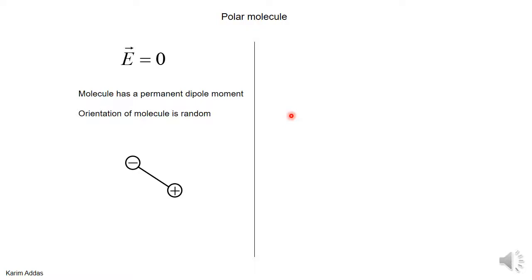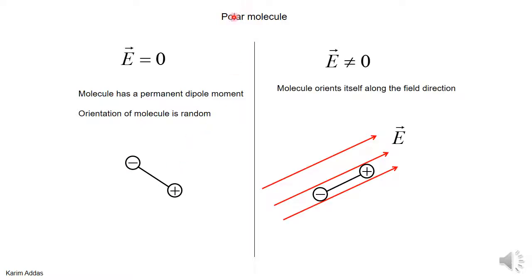So, for instance, let's say you have a polar molecule. A polar molecule means that when the electric field is zero, the molecule is already polar, meaning that there's a separation between a positive and negative charge. You put this polar molecule in an electric field, in a region where the electric field is not zero, what will happen to this dipole? It will orient itself along the electric field direction. As we showed, when you put the dipole in the electric field, it will rotate until the positive charge points in the direction of the electric field and the negative charge points opposite to it.